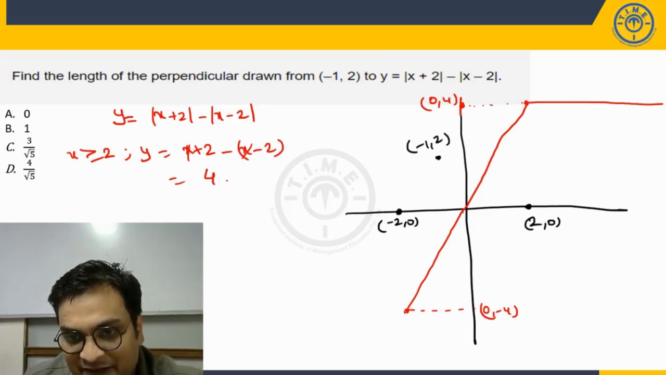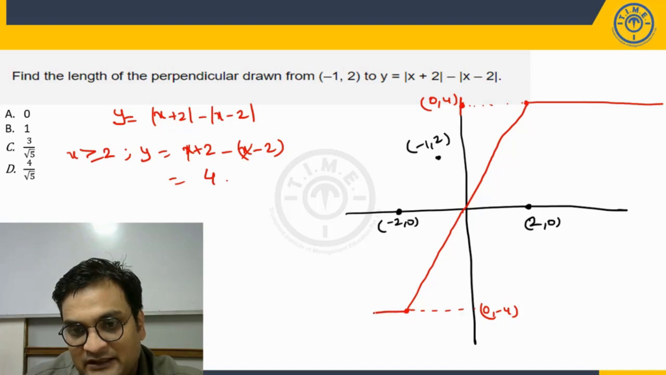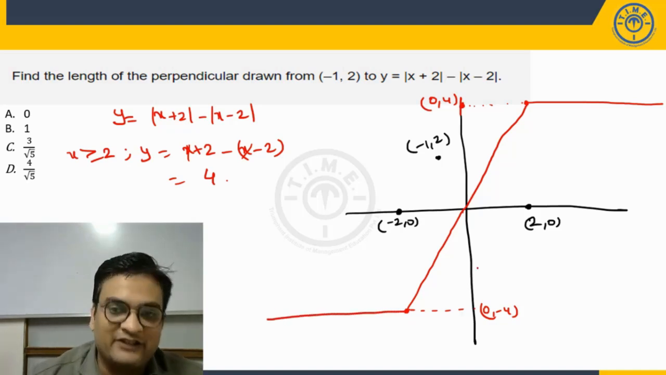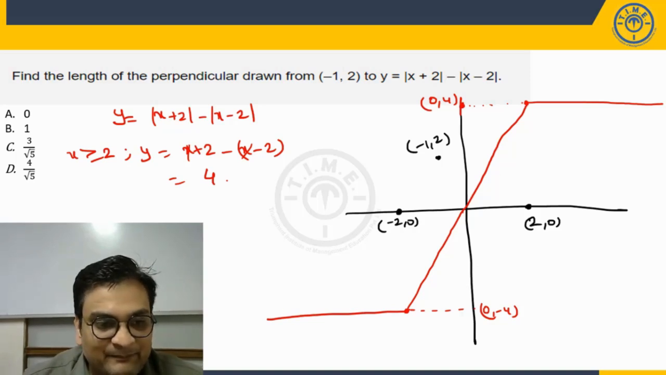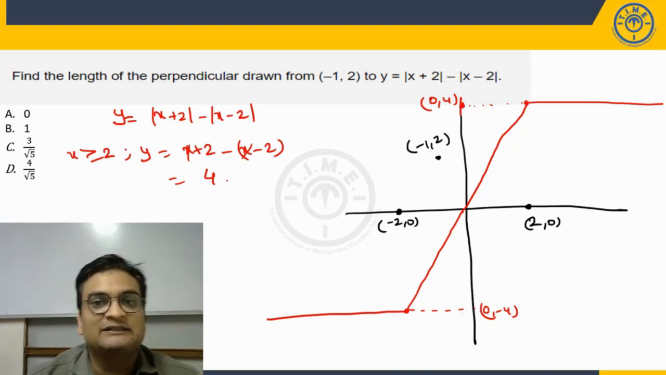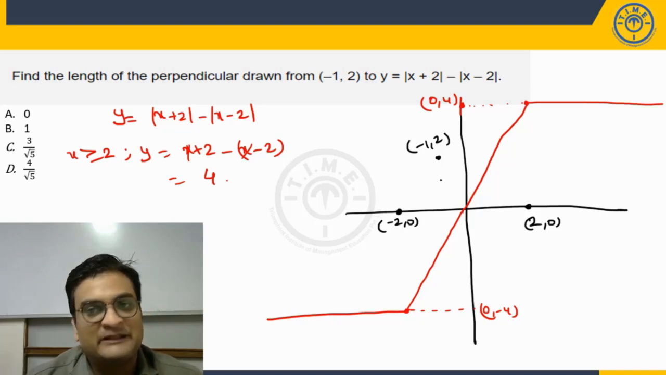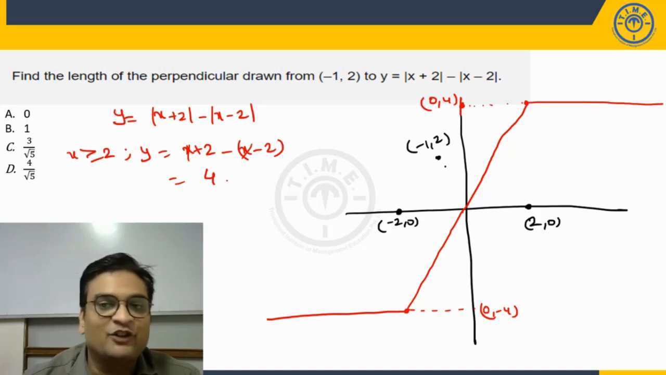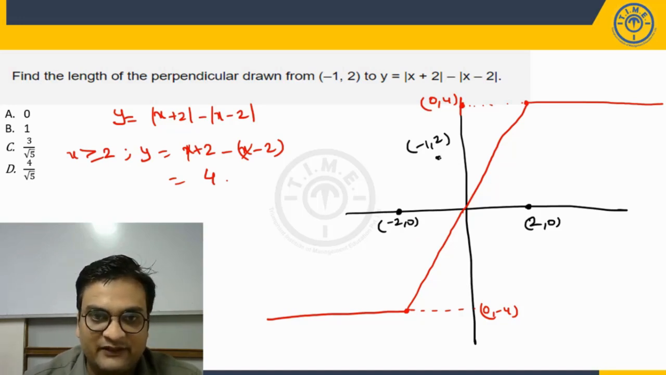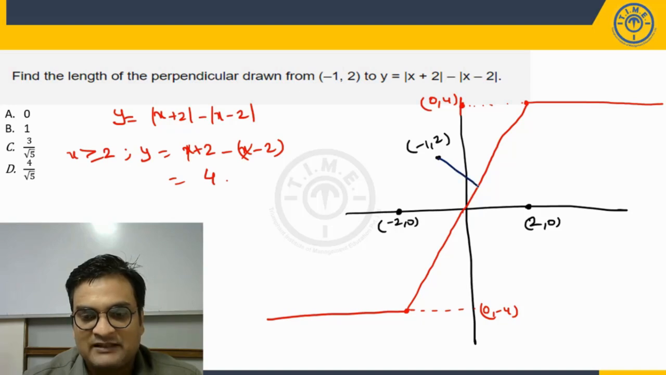So that means for any value of x less than minus 2, the graph is going to be a horizontal line again. So ultimately the graph shall look like this, right? And the question was about finding the length of the perpendicular drawn on this particular graph. So from this point, when you drop a perpendicular, please notice the perpendicular shall be somewhat like this.